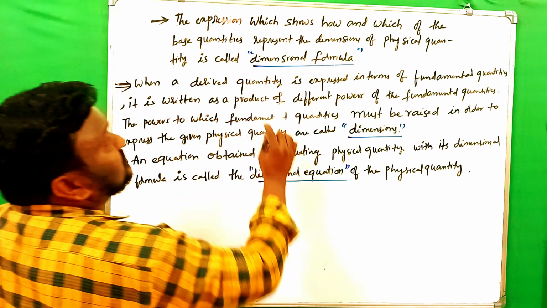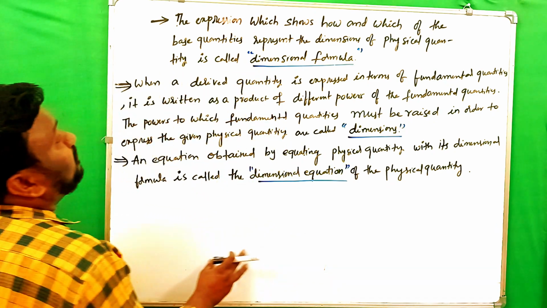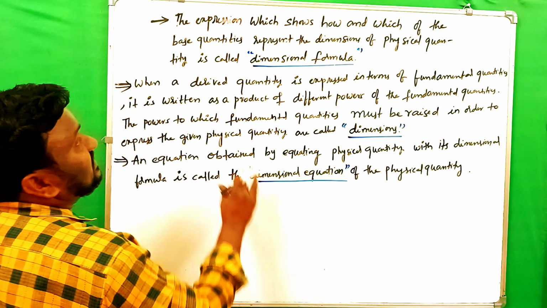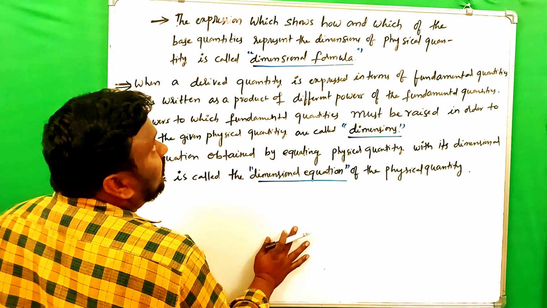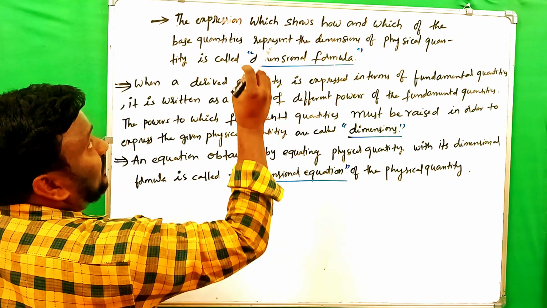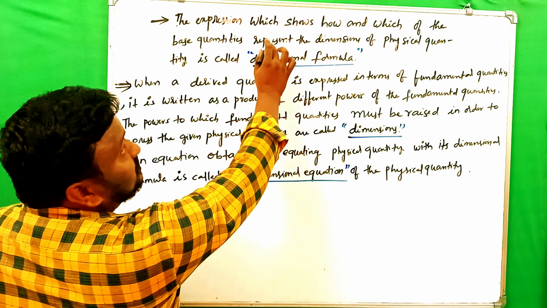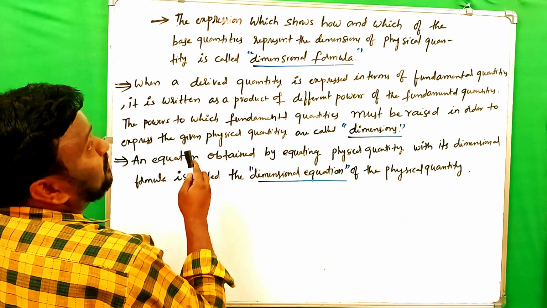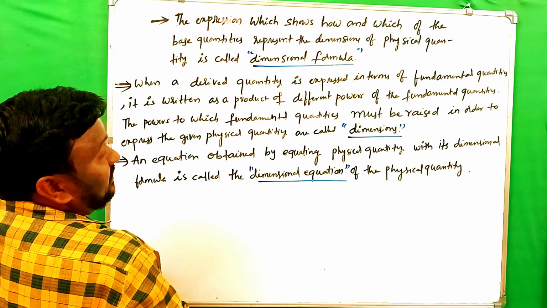The expression which shows how and which of the base quantities represent the dimensions of a physical quantity is called dimensional formula. The expression which shows how and which of the base quantities represent the dimensions of a physical quantity.